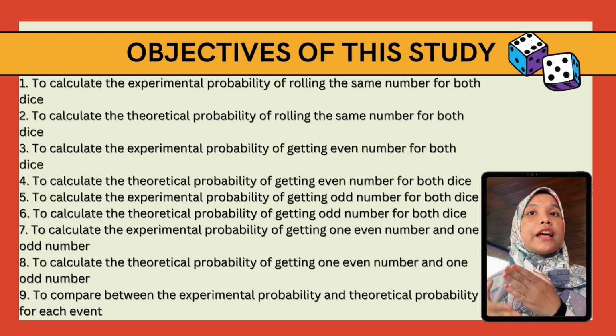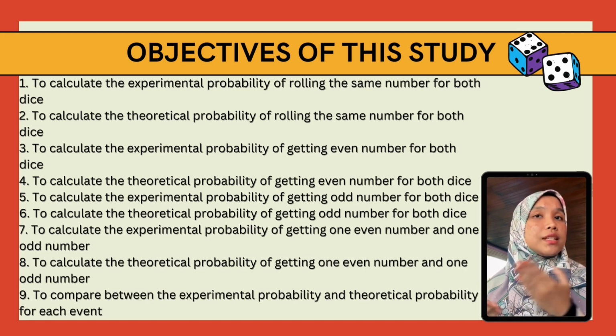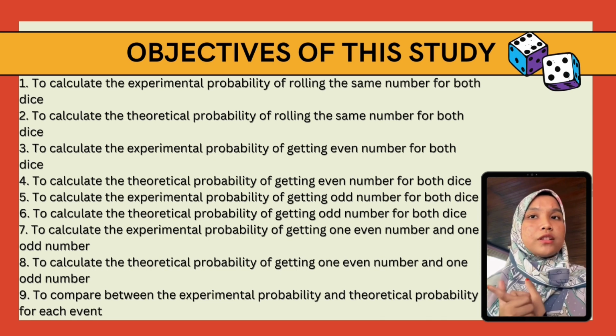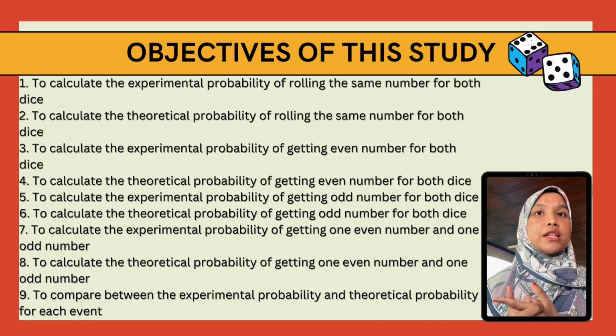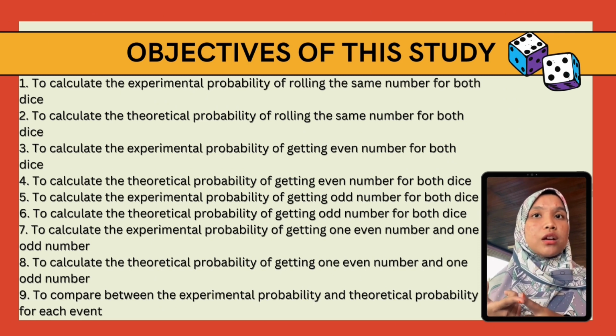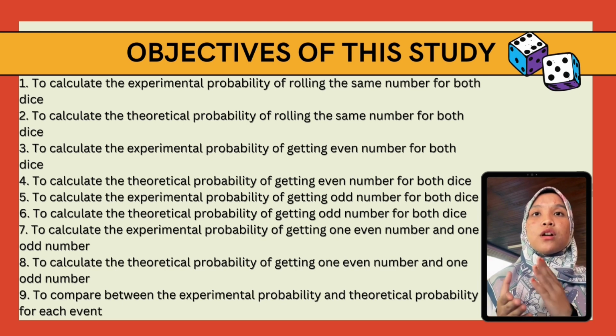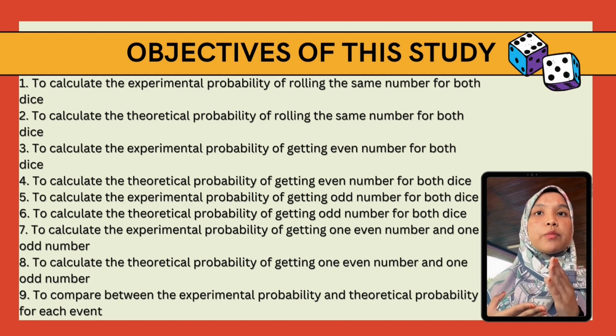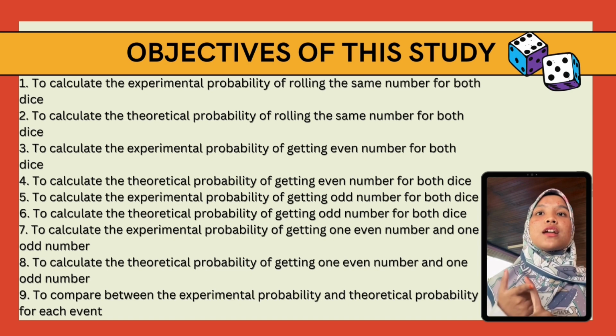From the introduction that I have presented just now, these are our objectives for this study. First, to calculate the experimental probability of rolling the same number for both dice. Second, to calculate the theoretical probability of rolling the same number for both dice. Third, to calculate the experimental probability of getting an even number for both dice. Fourth, to calculate the theoretical probability of getting an even number for both dice. Fifth, to calculate the experimental probability of getting an odd number for both dice. Sixth, to calculate the theoretical probability of getting an odd number for both dice.